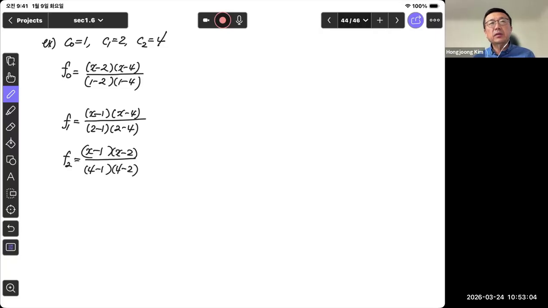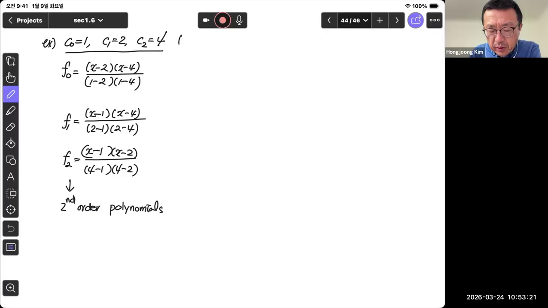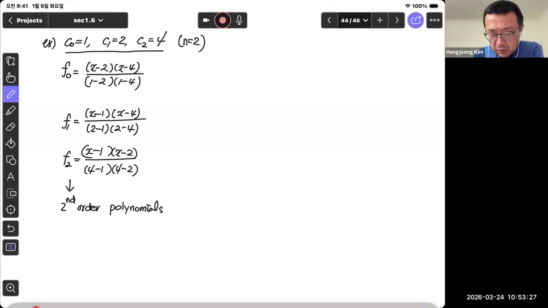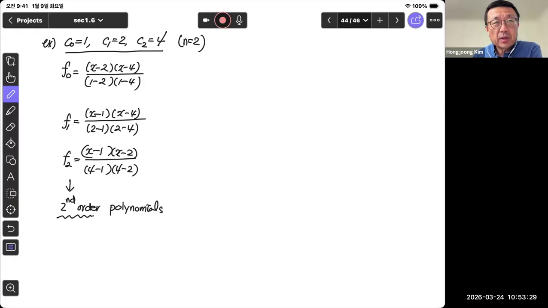So I can define these three functions. They are all second order polynomials. So when I consider three values, C naught, C1, C2, I'm introducing three second order polynomials.